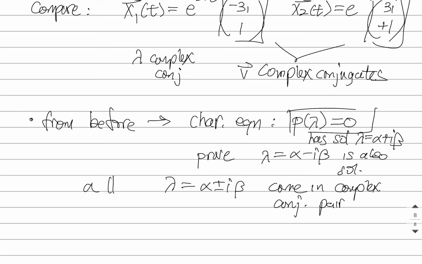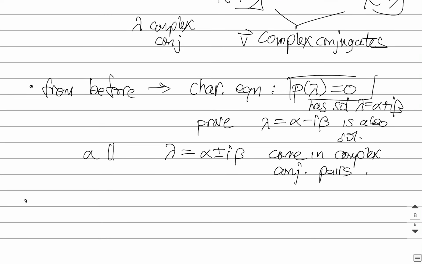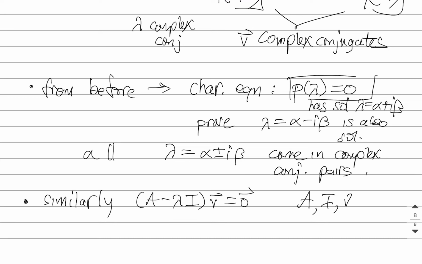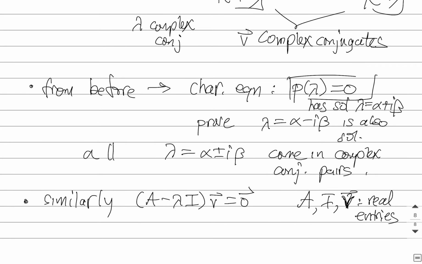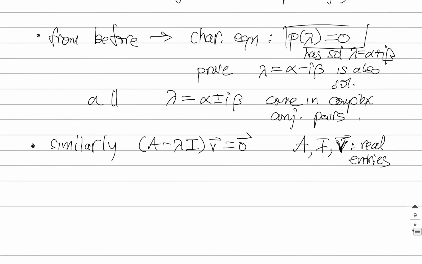A similar thing is going to happen when we talk about solving this system. So when we solve the system (A minus lambda I) v is 0, A and I and v all have real valued entries. That's the only type of entry they have. And so the only thing that's allowed to be complex here is the lambda.